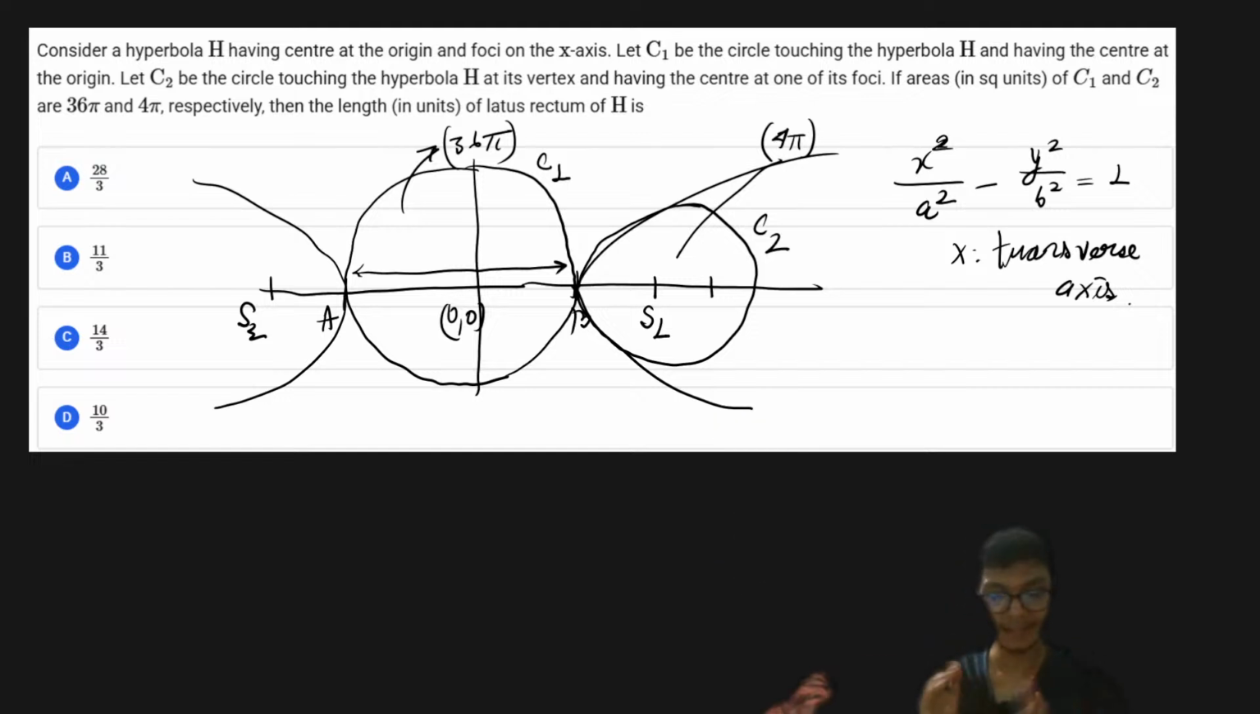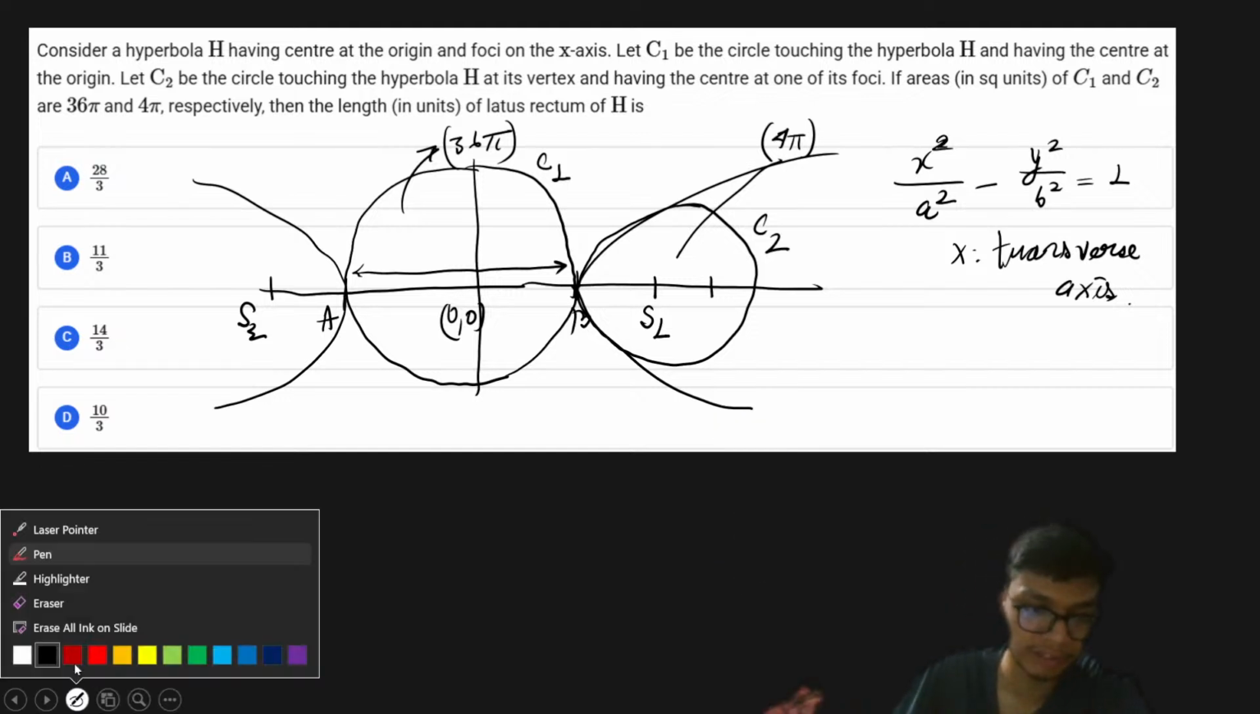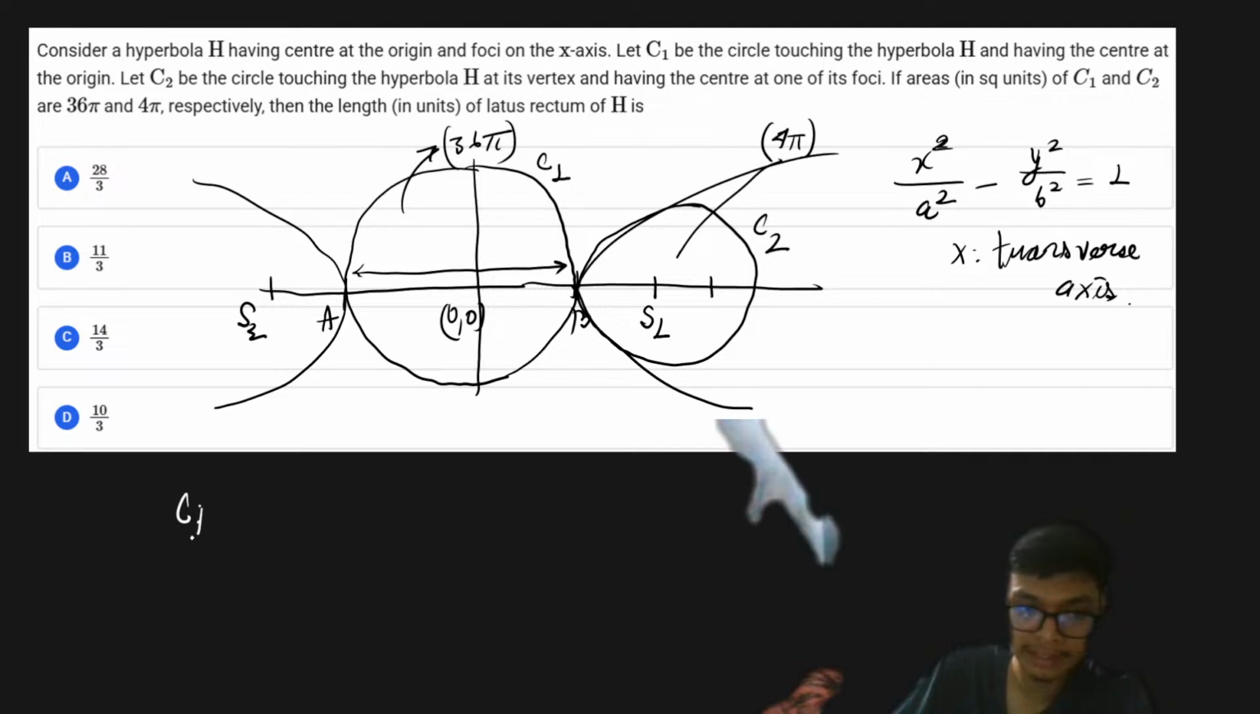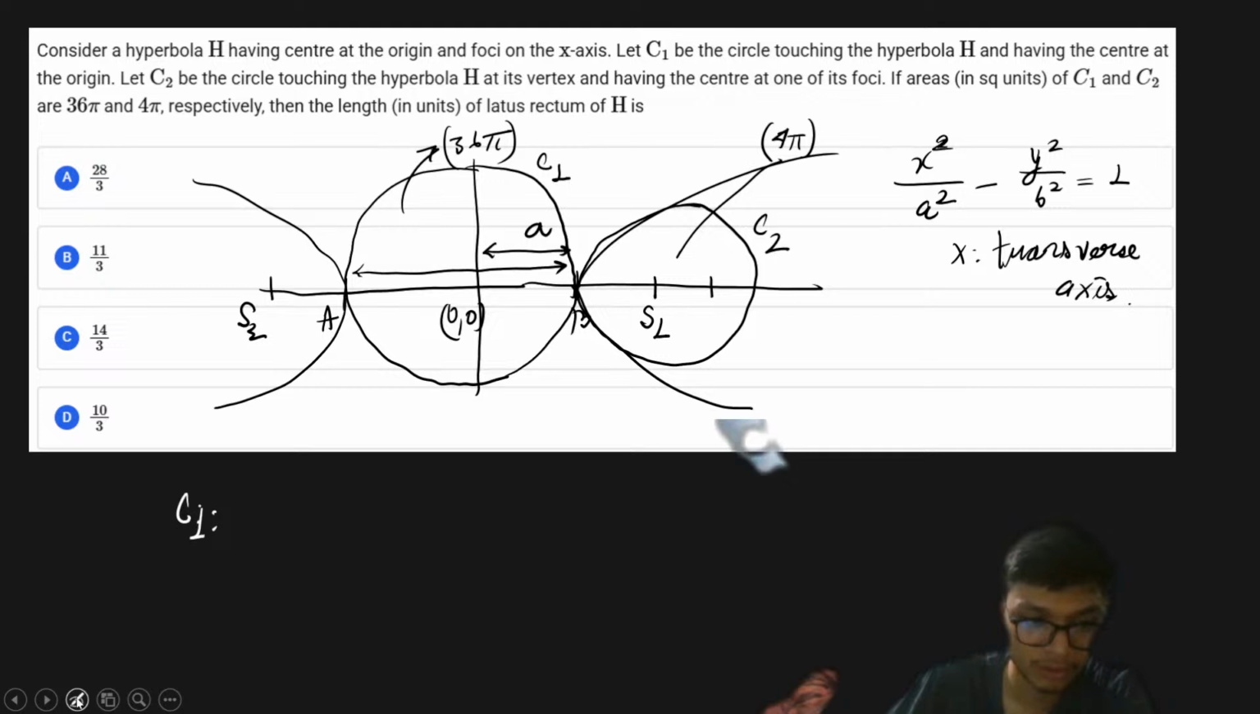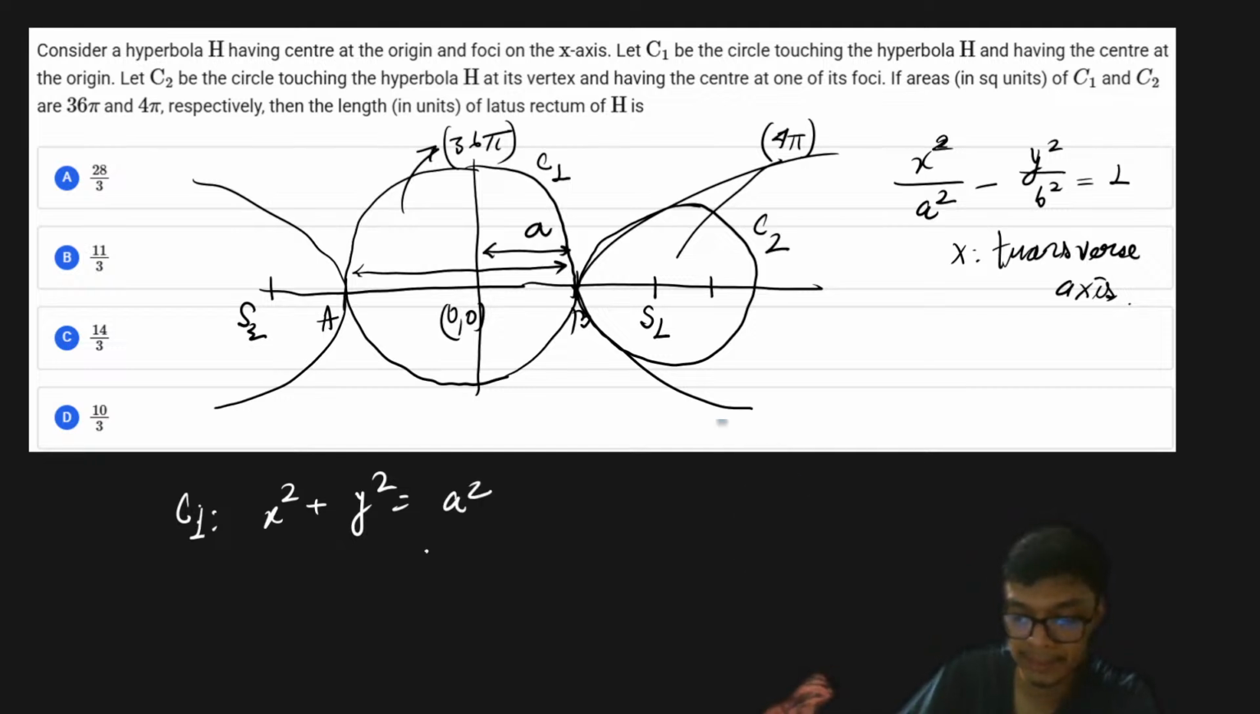Very interesting problem. Let us try to understand how to solve it. First of all, I will try to figure out the equation of the circles C1 and C2, which is very simple. C1 will have the radius as a, because for our hyperbola, this particular distance is going to be equal to a. So this circle C1 will have the radius a and the origin as its center. I can write the equation of the circle C1 as x square plus y square is equal to a square. And similarly, the circle C2 will have the center at ae comma 0.